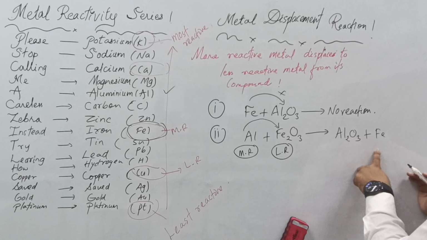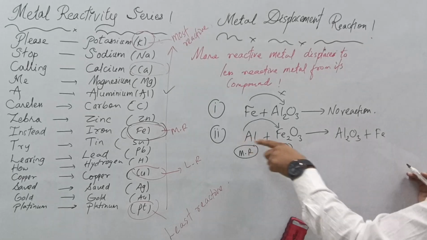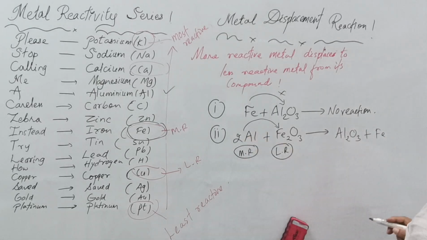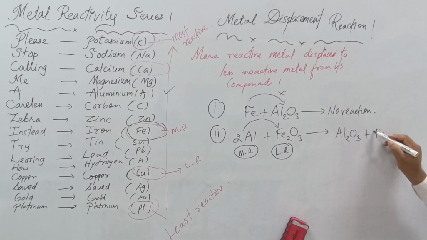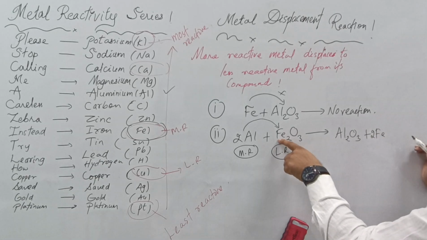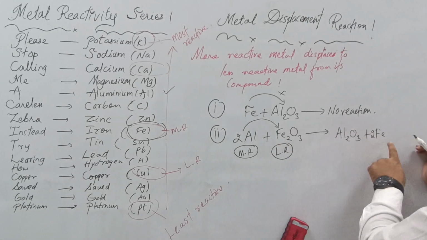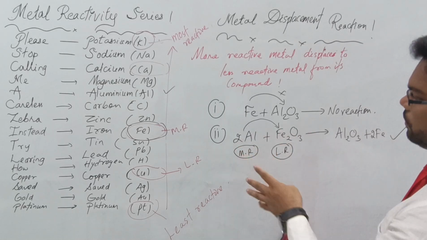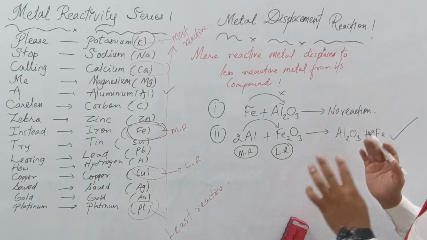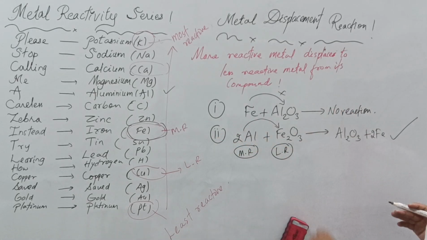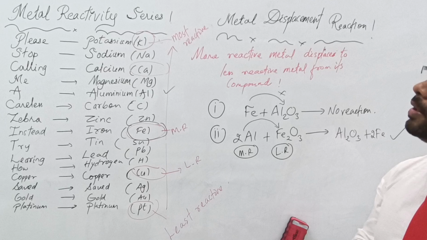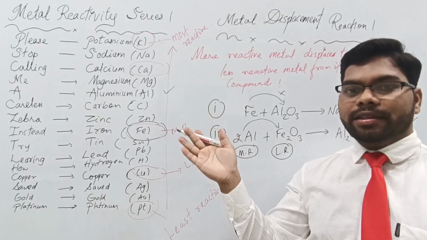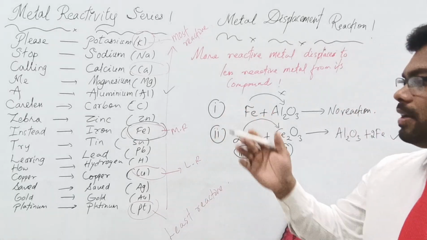Is it a balanced equation? Is it not a balanced equation? You can balance it later. Alright, so here there are 2 aluminiums, and here we have only 1, so you multiply by 2. Now it is the balanced chemical equation. Whenever you are writing an equation, I would suggest that you try to write the balanced equation. So this is the way we use the metal reactivity series. I think it's very clear, guys, right? Thank you for watching this video.